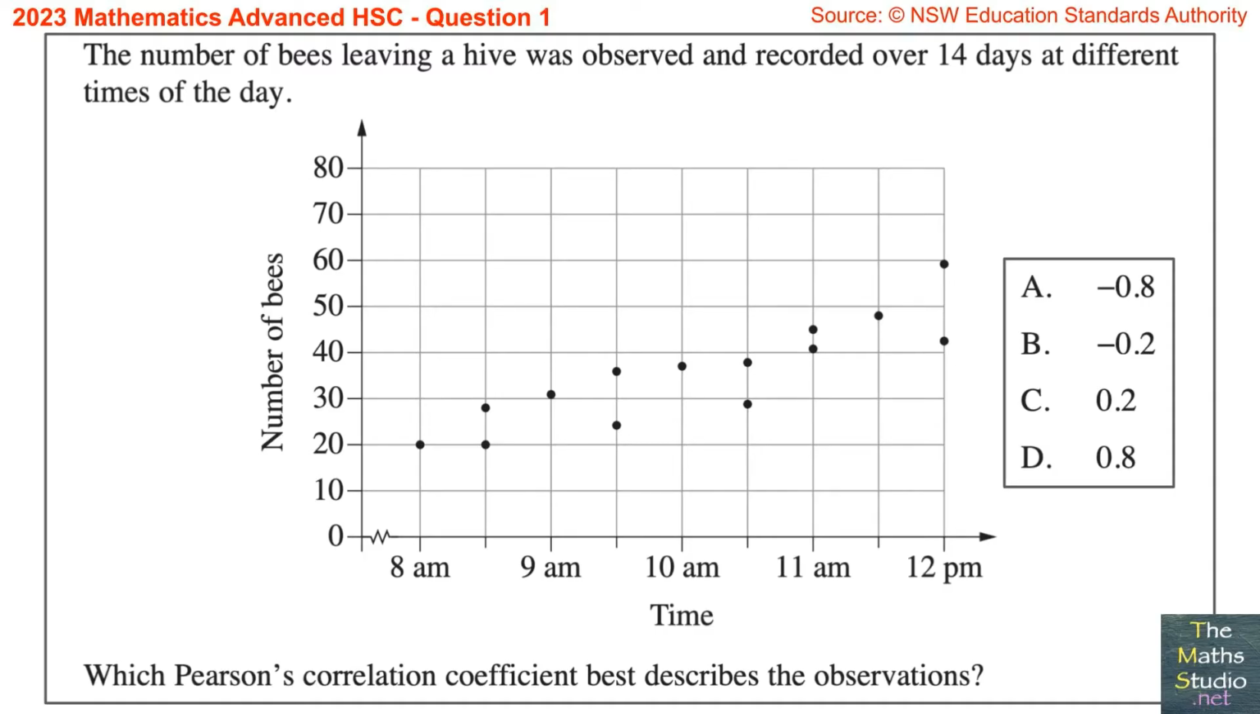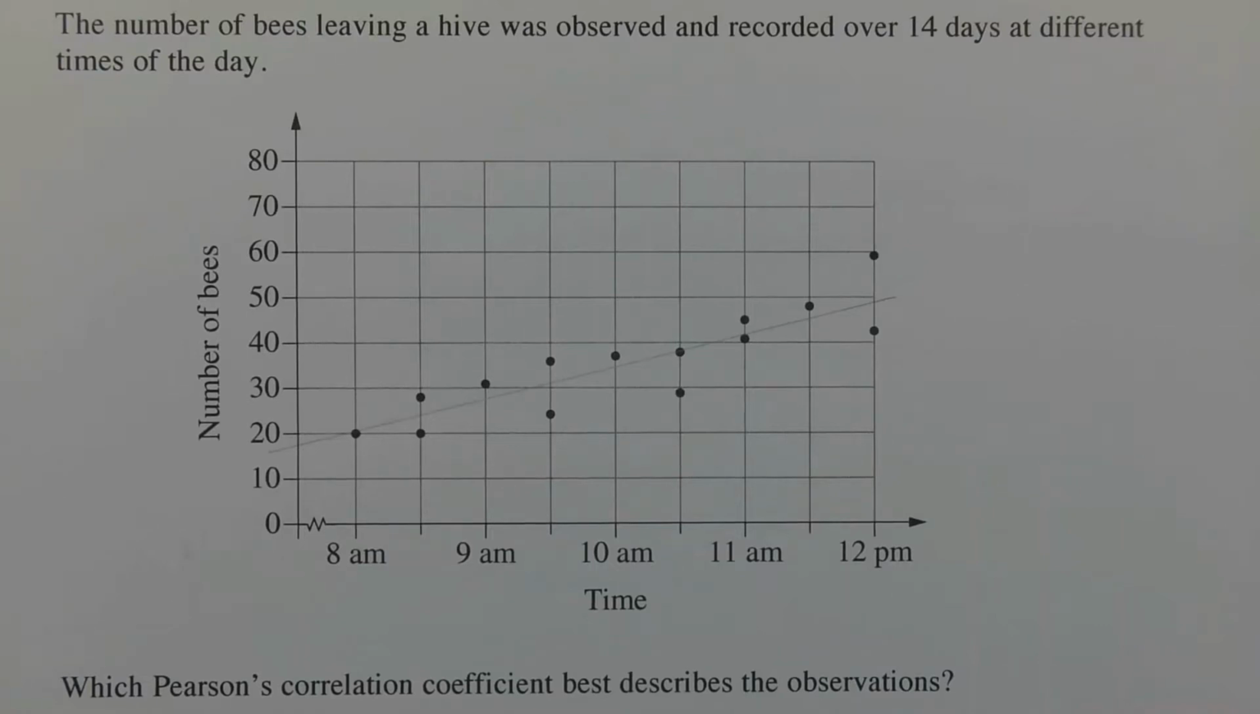Question 1. The number of bees leaving a hive was observed and recorded over 14 days at different times of the day. Which Pearson's correlation coefficient best describes the observations?